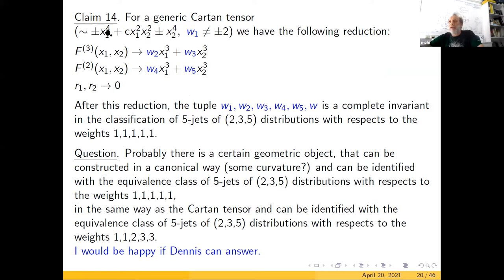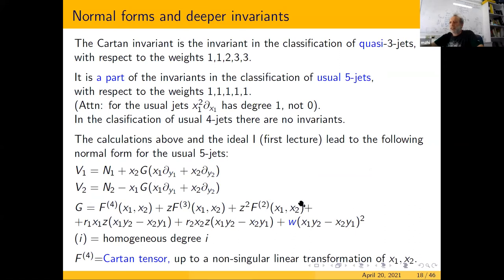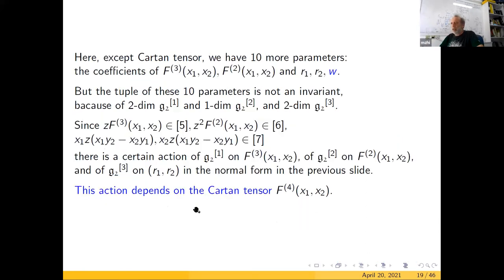It allows us to kill, provided the Cartan tensor is generic. Maybe it's also true for a Cartan tensor with multiple roots. I have to check. But of course, not for any Cartan tensor. For example, if the Cartan tensor is zero at zero, then you can do nothing with this part, with F3. It will be invariant up to a linear change of coordinates. Okay, so do you believe, Dennis?